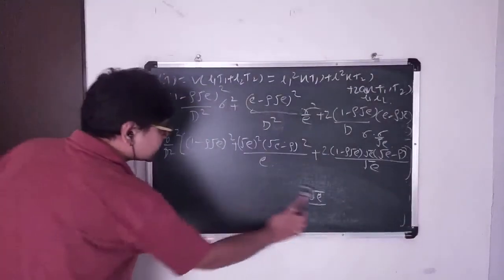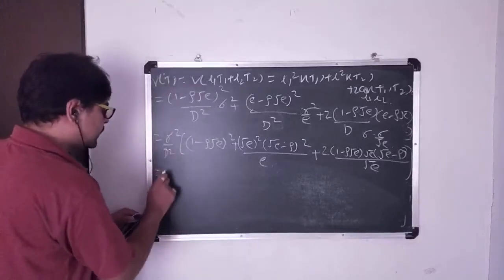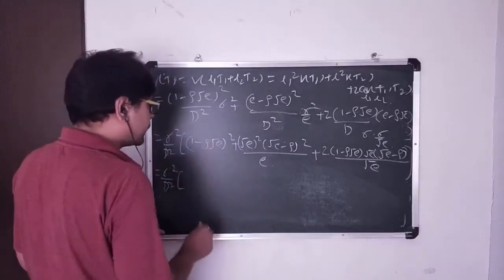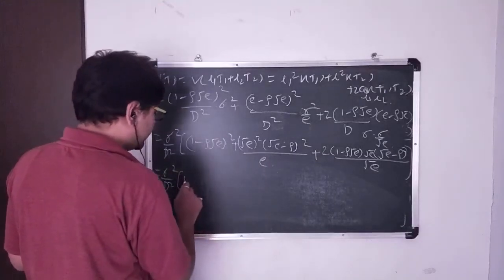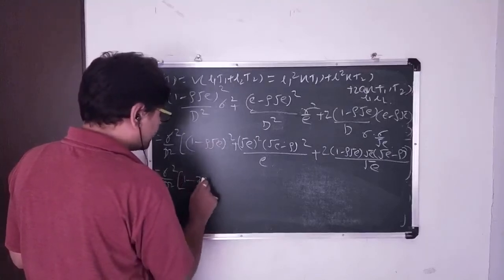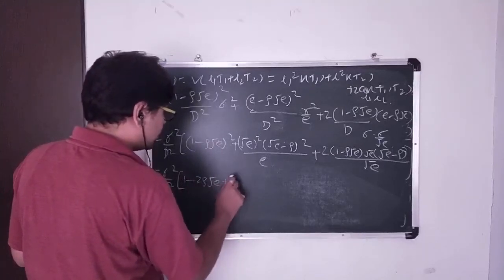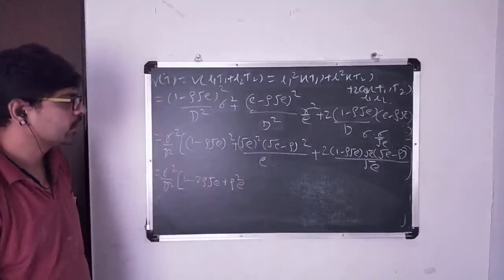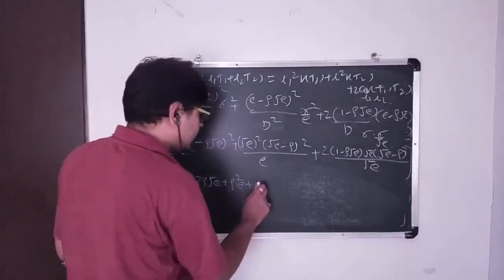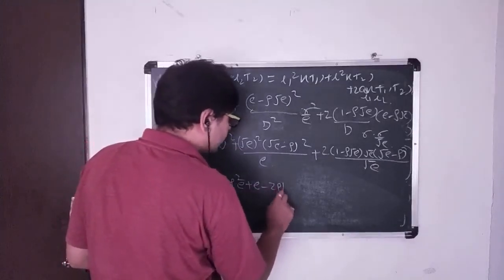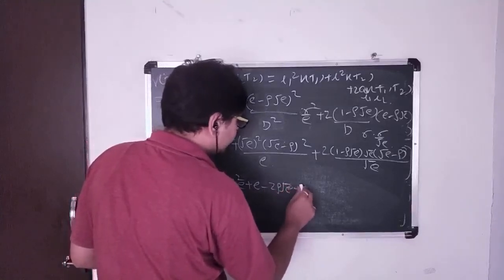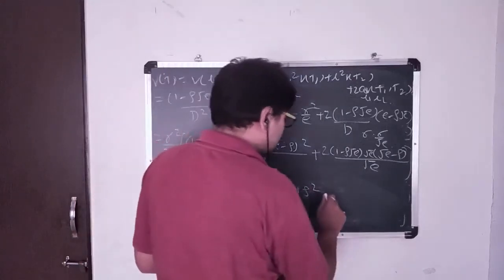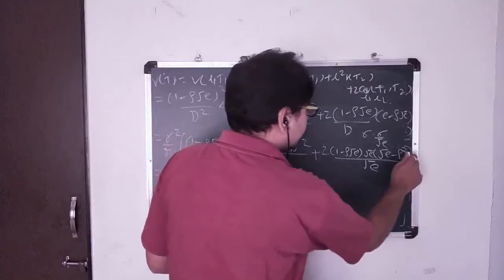Now sigma square upon D square. This bracket we will expand: 1 minus 2 rho root E plus rho square E. This square root of E square divided by E gets cancelled. So this bracket is E minus 2 rho root E plus rho square, plus 2 times, here it is rho.